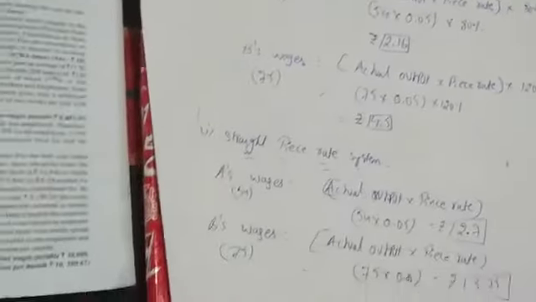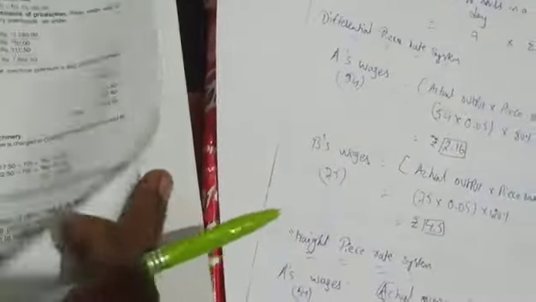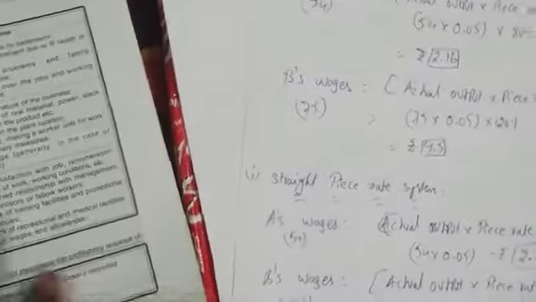Got it? Easy? Chalo. So we have seen Taylor. Now let us see Merrick. What is Merrick saying? Next is Merrick. So Taylor we have seen, and next we will go for Merrick. What Merrick is saying.